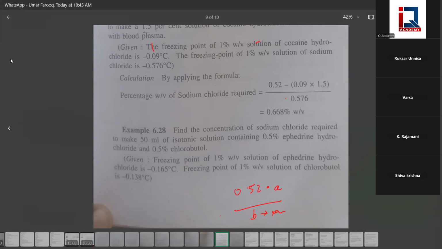See here what happened in the question. You can see it's given as a 1% weight by volume solution. It's not given as a 0.5% weight by volume solution.